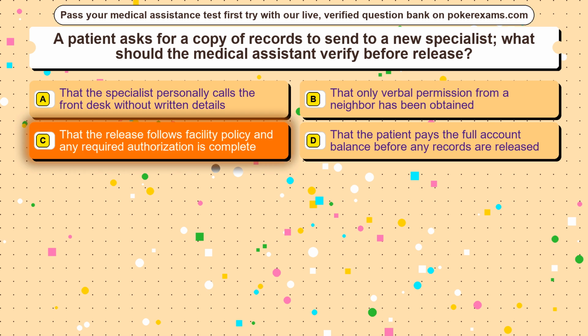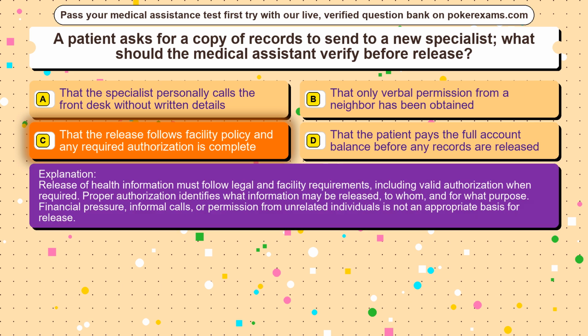The correct answer is option C. That the release follows facility policy and any required authorization is complete. Release of health information must follow legal and facility requirements, including valid authorization when required. Proper authorization identifies what information may be released, to whom, and for what purpose. Financial pressure, informal calls, or permission from unrelated individuals is not an appropriate basis for release.